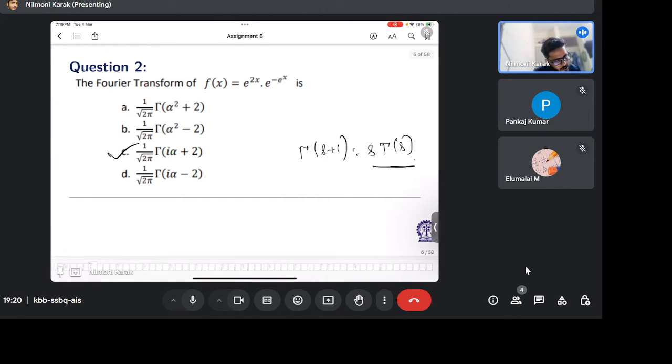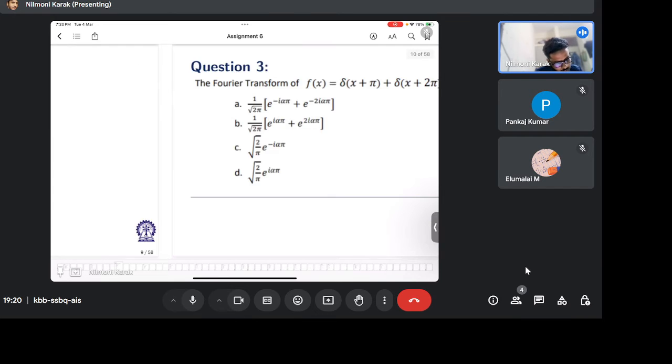I don't know if it works for complex numbers or not. Maybe it works when s is complex, I don't know exactly. So here option C is correct. You don't need to think further.